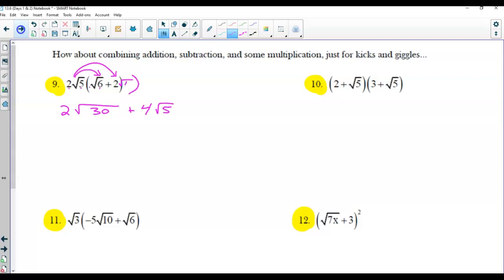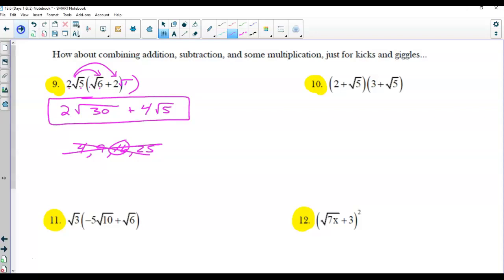root of 5, and then I just need to look and say, hey, can I simplify? Is there a perfect square that lives within 30? Is 30 evenly divisible by the number 4, or the number 9, or the number 16, or the number 25? Well, I know as soon as I hit 16, it's too many, because 16 times 2 is 32. There are no perfect squares in there. That means that square root of 30 will not simplify.